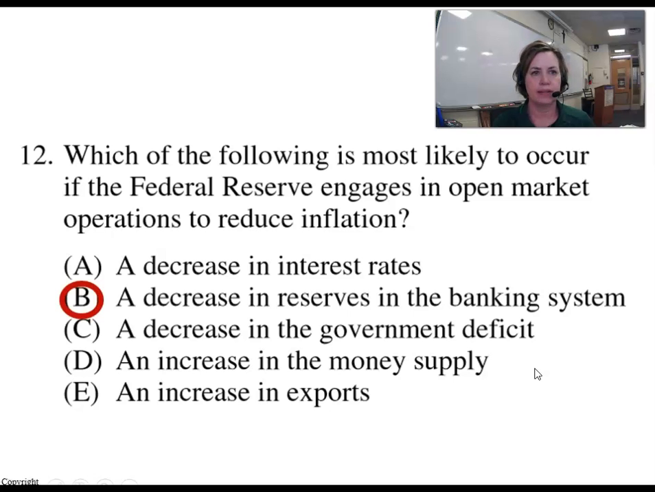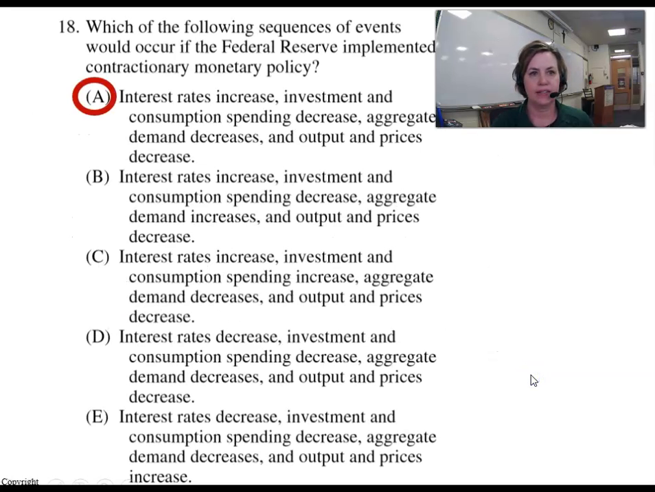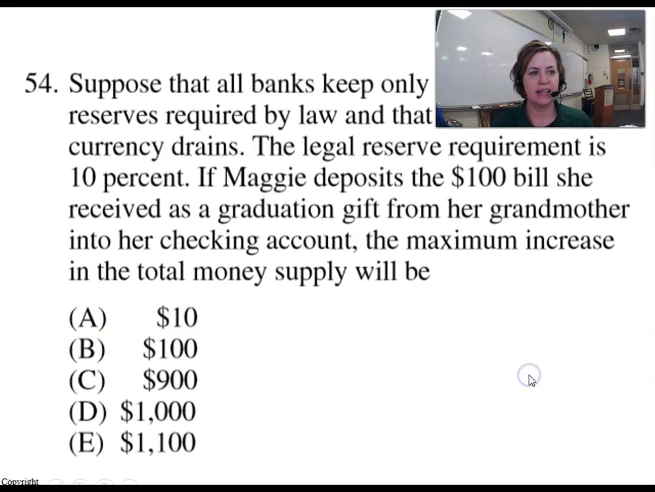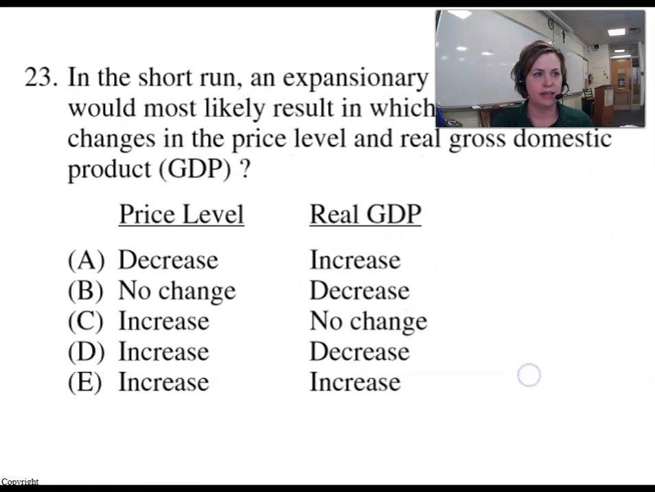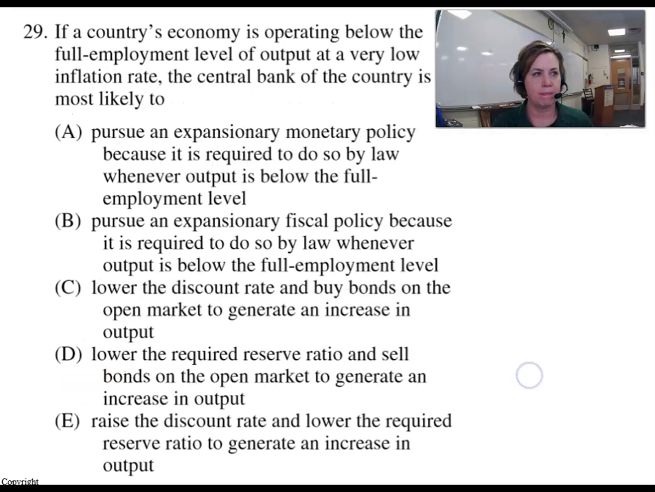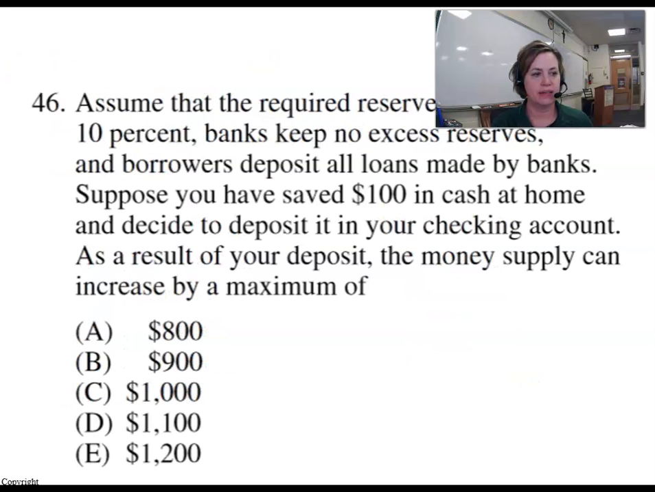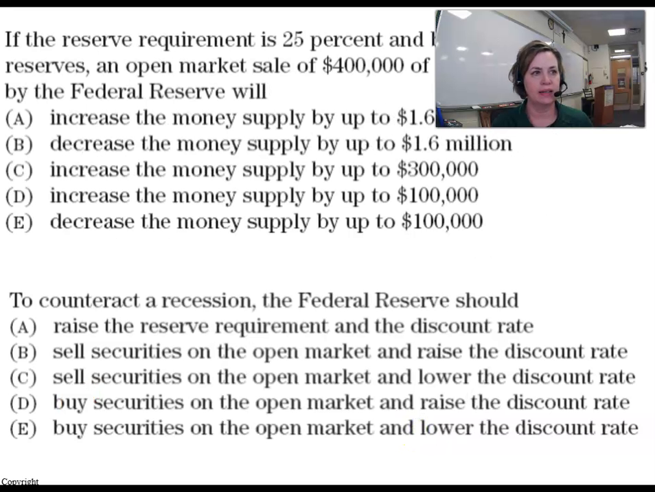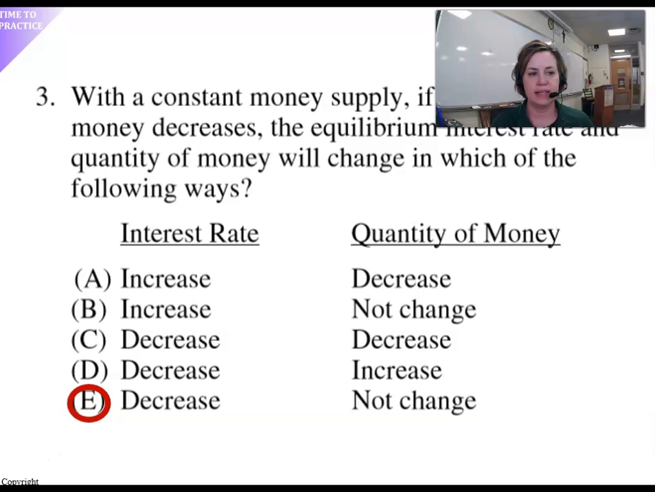Here's a practice question, and the answer is B. Another one, D. The answer is A. The answer is D. The answer is E. The answer is C. The answer is D. The answer is E. The answer is C. The answer would be C. The answer would be B. The answer would be E. And on these, the answer is B, and the answer is E. C, and the answer is E.